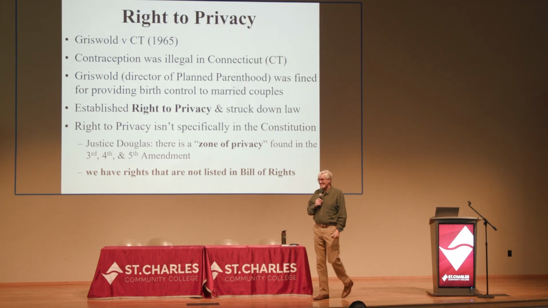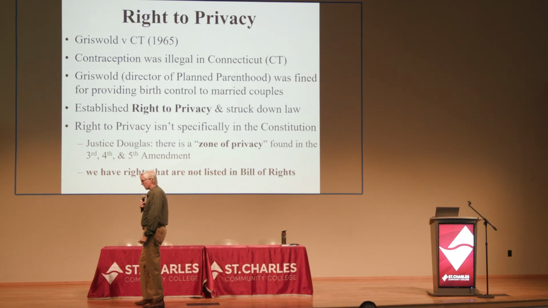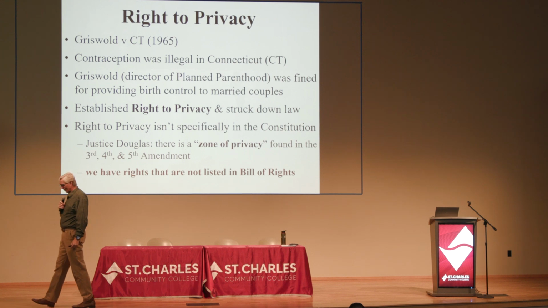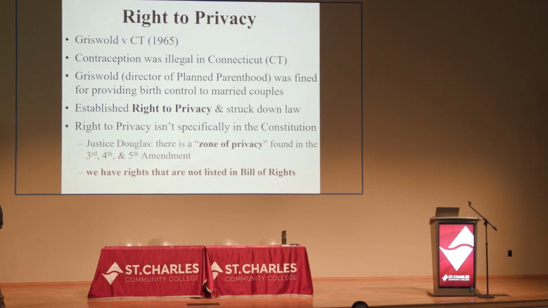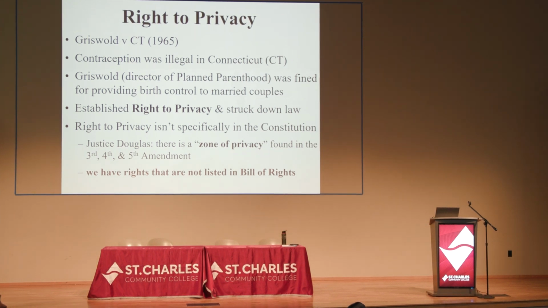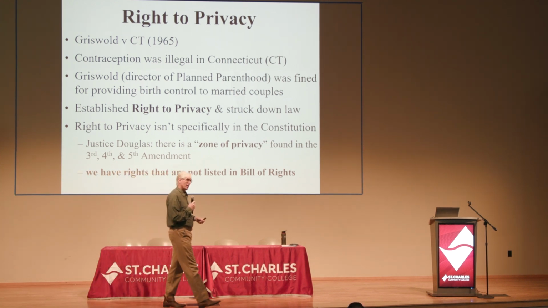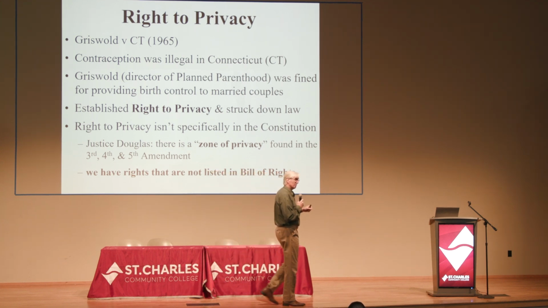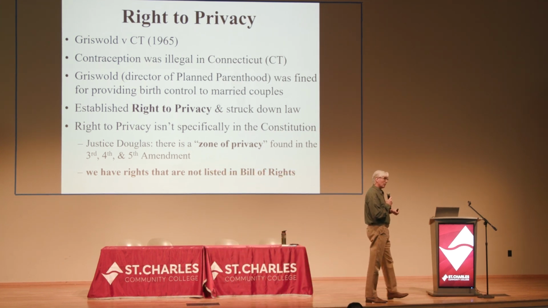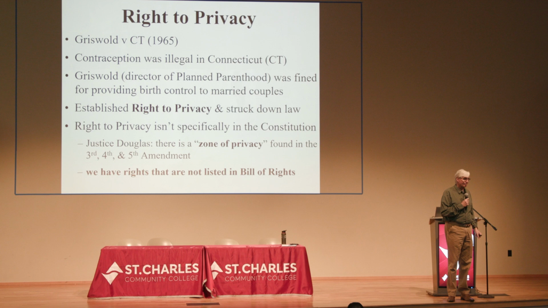So, in 1965, Estelle Griswold, if I can pronounce her name right, was the director of Planned Parenthood in Connecticut. And she committed a crime. What crime did she commit? Yeah. She provided birth control to married couples. And at the time, in 1965, in Connecticut, birth control was a crime. And she flat out said, yes, I indeed did provide married couples birth control. She admitted she committed a crime.